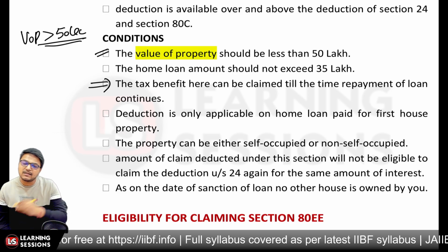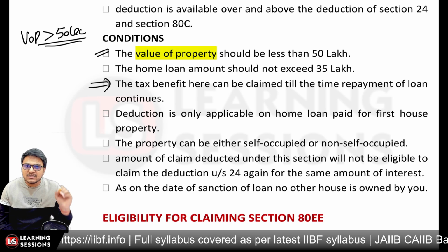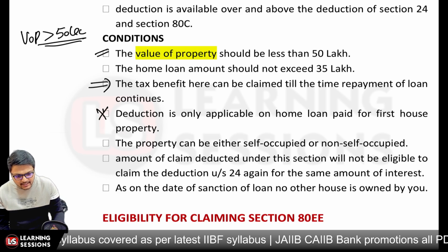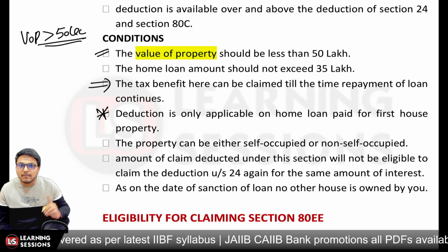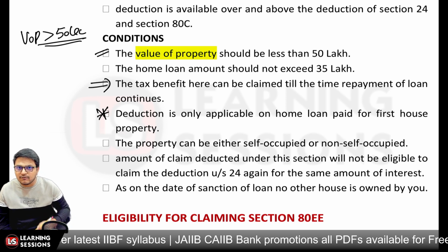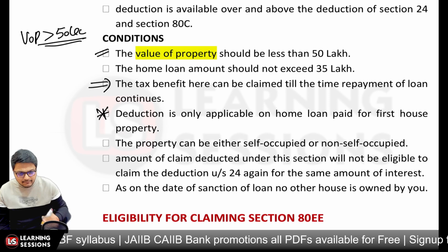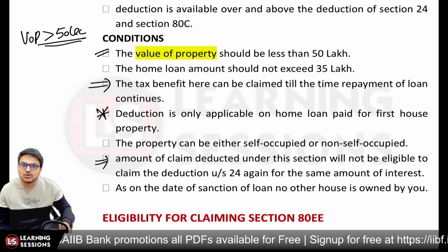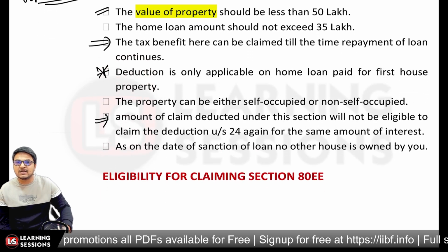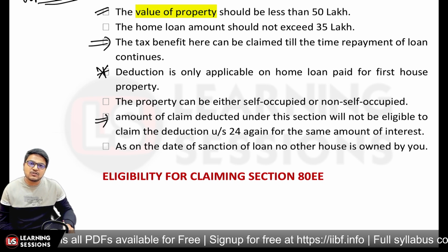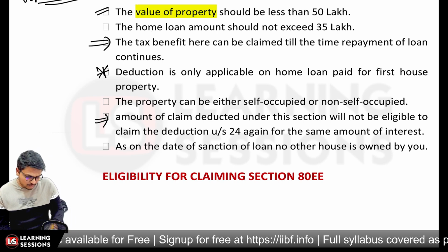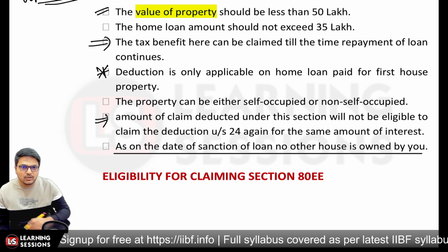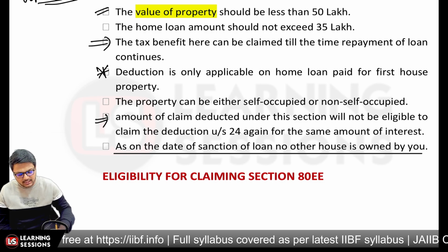Okay, so it can be taken till the repayment continues, and the deduction is applicable on home loan paid for the first home property only, and not for the second property. And the property can be self-occupied or non-self-occupied. There is no condition related to it. And further, this amount is over and above the amount of interest deduction taken under section 24B. Alright, so that's the case. Okay, and as on the date of sanction of the loan, no other house is owned by you. As on the sanction of the home loan, no other house has been taken by you. In that scenario only this particular eligibility would be there.